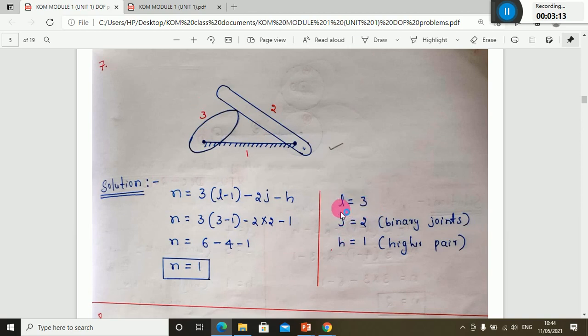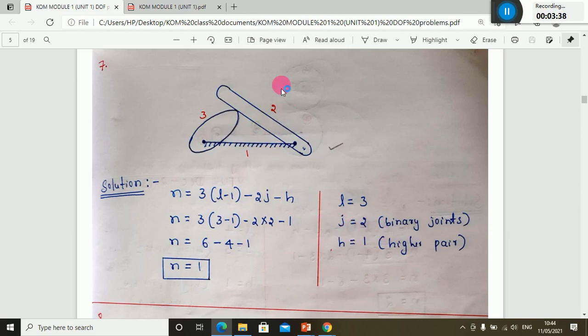And what about the number of binary joints? Between first and second, there is one joint. Again, between first and third, there is one more joint. And there is no joint between second link and third link. There is only a contact. There is no joint at all. So I can say the number of binary joints, between 1 and 2 and between 1 and 3, so there are 2 binary joints.